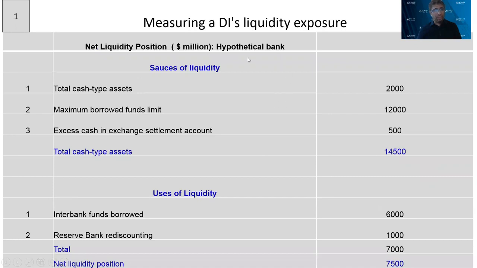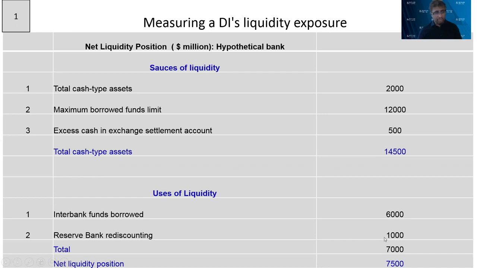Now, this is another look at the net liquidity positions, but this depends on the period you take. In this case, for example, they take total cash type assets. They take how much they can borrow. This is how much they can sell from their assets. This is how much they can take from the central bank. So it's 14,500. This is just another example. Then the uses of liquidity will be interbank funds borrowed. And this is the Reserve Bank rediscounting, which is 1,000.